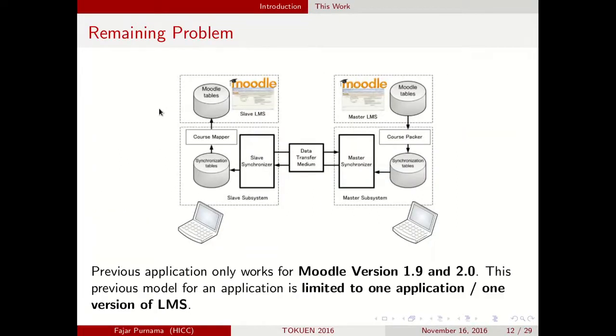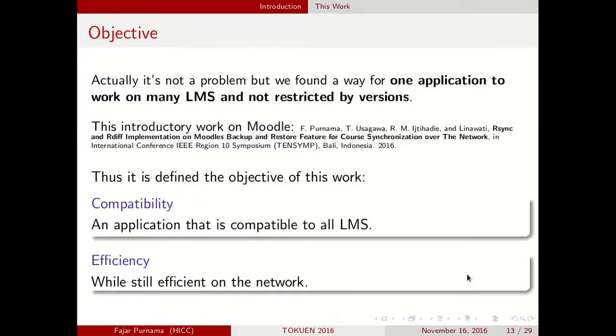So in this work, the previous model was facing a compatibility issue. It works for version 1.9, but then the structure changes, we need to make an application for 2.0, and then when the version increases, we need to make another application again. We tackled that issue in this publication, and we successfully created a model where one application can work for all versions of Moodle.